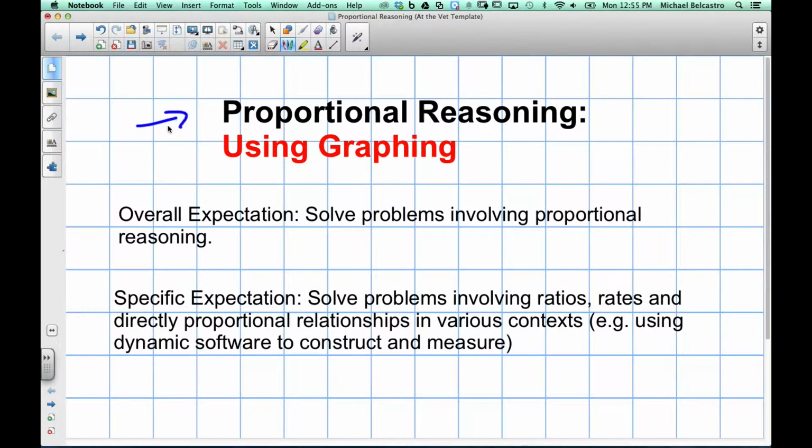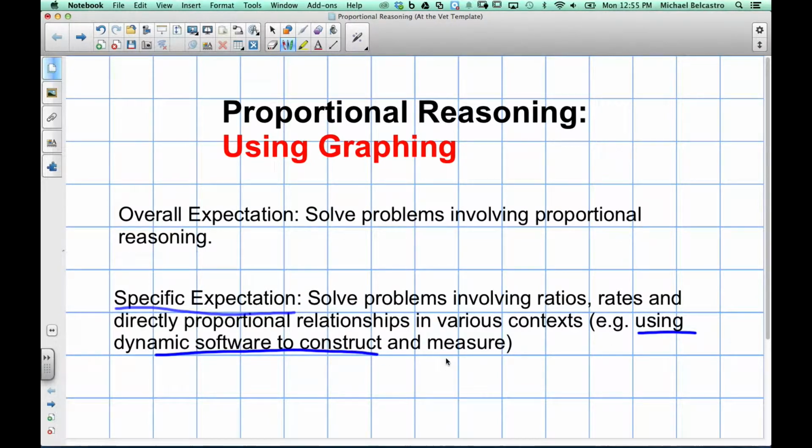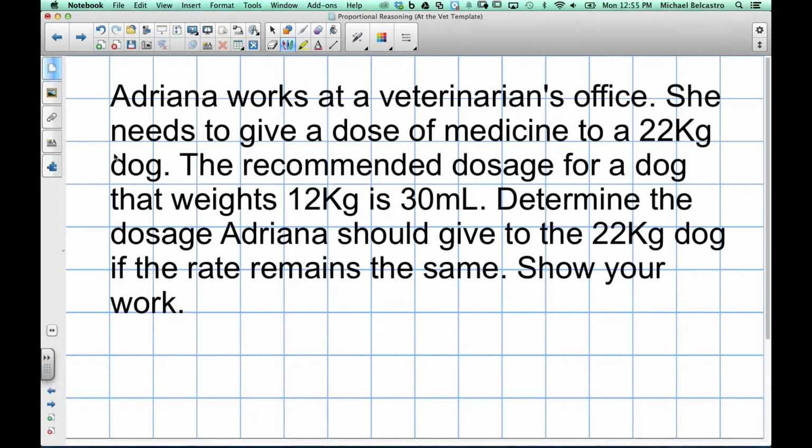Okay, we're looking at proportional reasoning, and the method we're going to use is by graphing. Overall expectation is to solve problems involving proportional reasoning, and the specific expectation is to solve problems involving ratio rates and directly proportional relationships in various contexts using dynamic software to construct and measure. So we're going to use some software to help us with the graphing of this question.